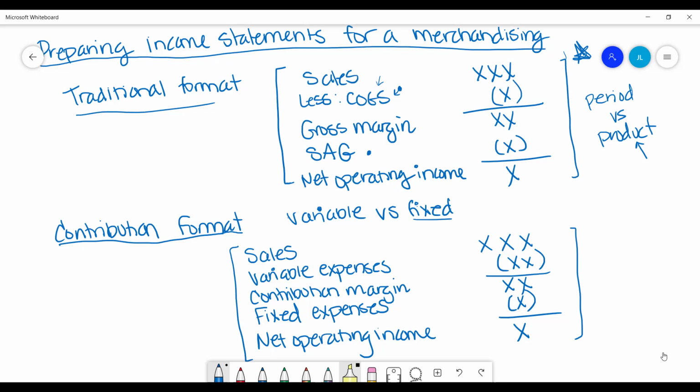But if I'm setting up an income statement using the contribution format, which is more for managerial purposes, I'm breaking up costs between variable and fixed based on how they behave, whether it's in a variable fashion or in a fixed fashion. Okay, we'll get into more detail, but you might just make note of this, write it down somewhere, make clear the difference between these two formats so that by the time we dive deep into this, you'll be a little bit better prepared.